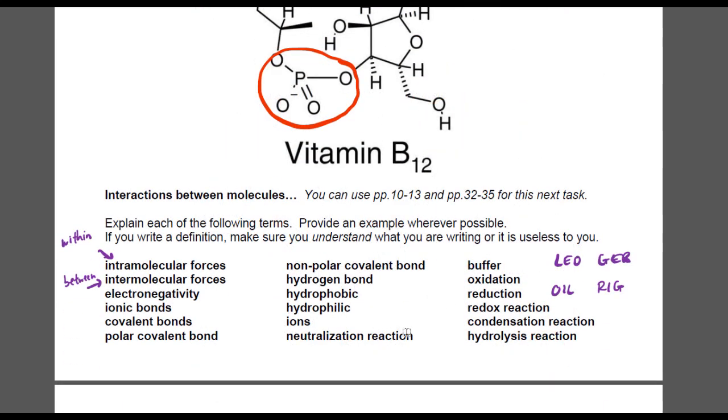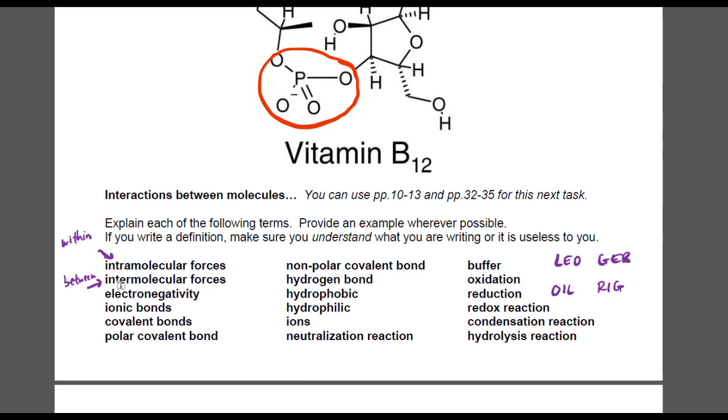These are the major topics that I want to try to briefly go through with you. First of all, intra versus intermolecular forces. This is intramolecular, is the force that holds this big molecule together. So any of these bonds that are kind of holding the thing together, those are intramolecular forces.